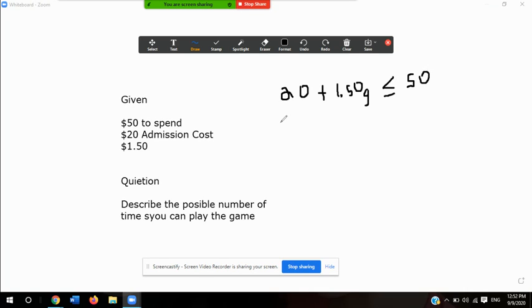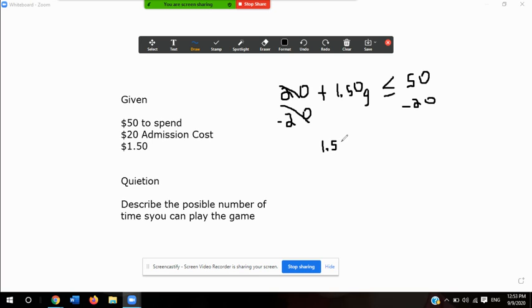So the first thing we're going to do is solve this inequality. Now I know that if I spend $20 for admissions, the first thing I'm going to do is subtract 20 on both sides, because that's going to indicate that I had to spend that amount of money in order to get admitted to the county fair. So this cancels out, and 50 minus 20 is 30. So that means you have 1.50. Again, you can write 150 or 1.5.